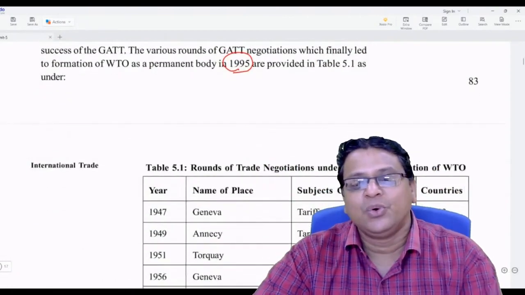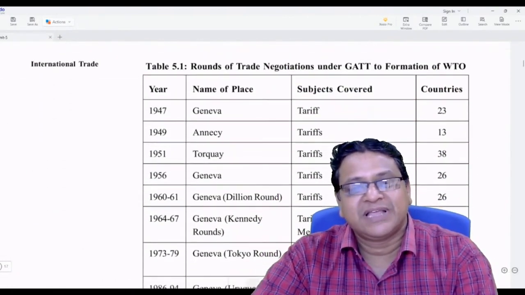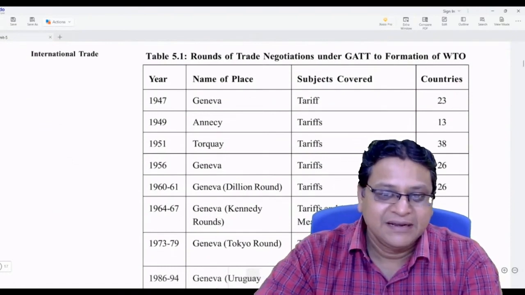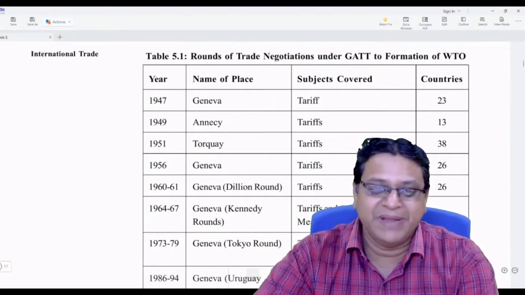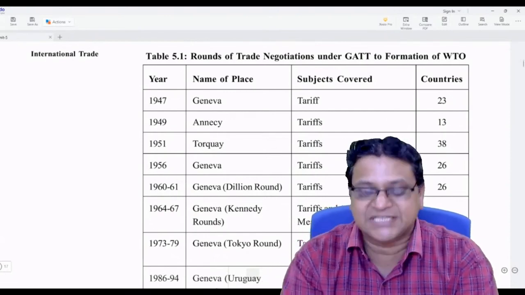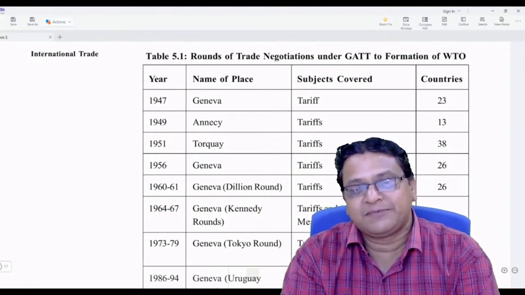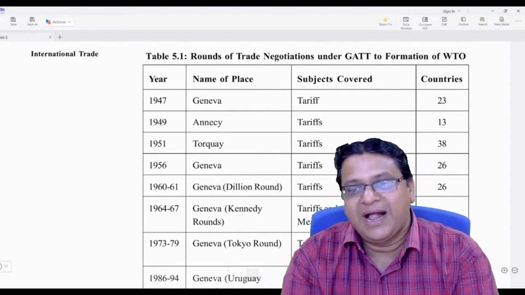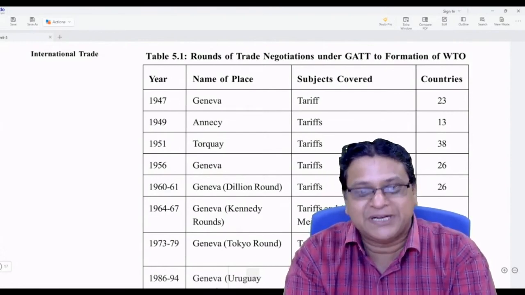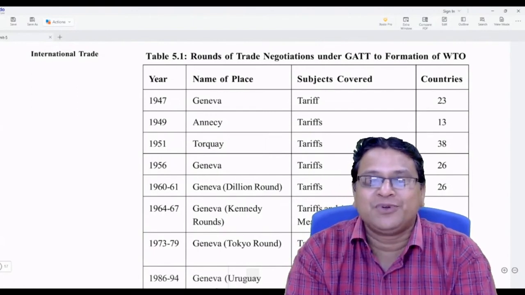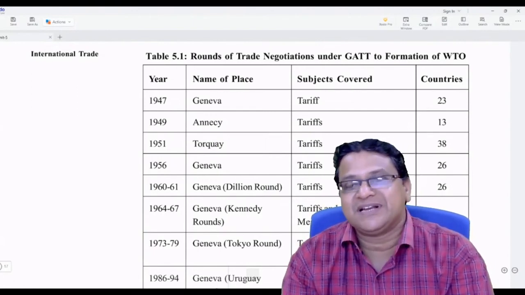Okay, so we have discussed GATT was framed in 1948, and all the discussion regarding GATT was made between countries which were trying to frame ITO, and in between them they made a stopgap arrangement like GATT to frame rules and regulations for international trade.